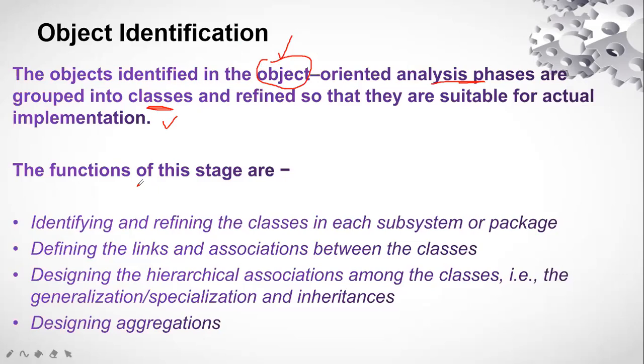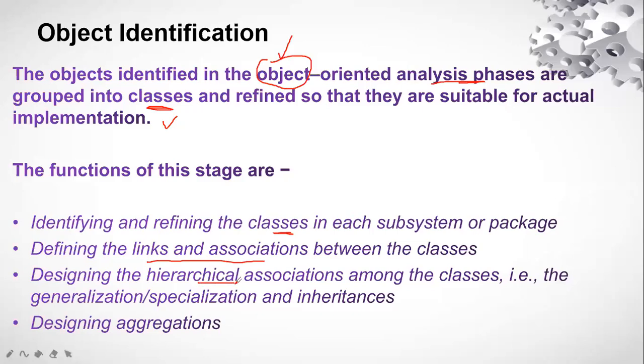Now, what are the functions of this stage? First of all, we have to identify the classes in each subsystem. That means if in a system we have a number of subsystems or modules, then in one module we have to identify all the classes and then define them. Then we are going to find out the links and associations between the classes. That means the second point is defining the link between two classes, right? Third point, designing the hierarchical association among the classes.